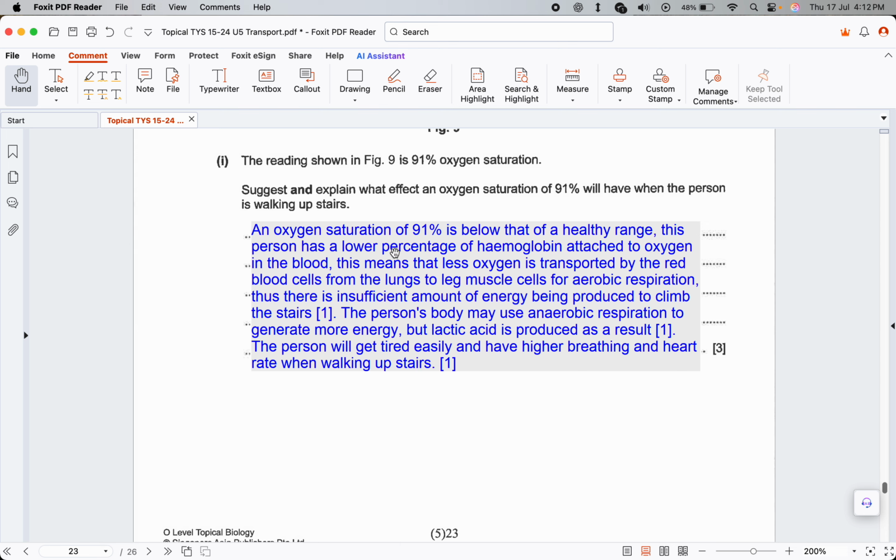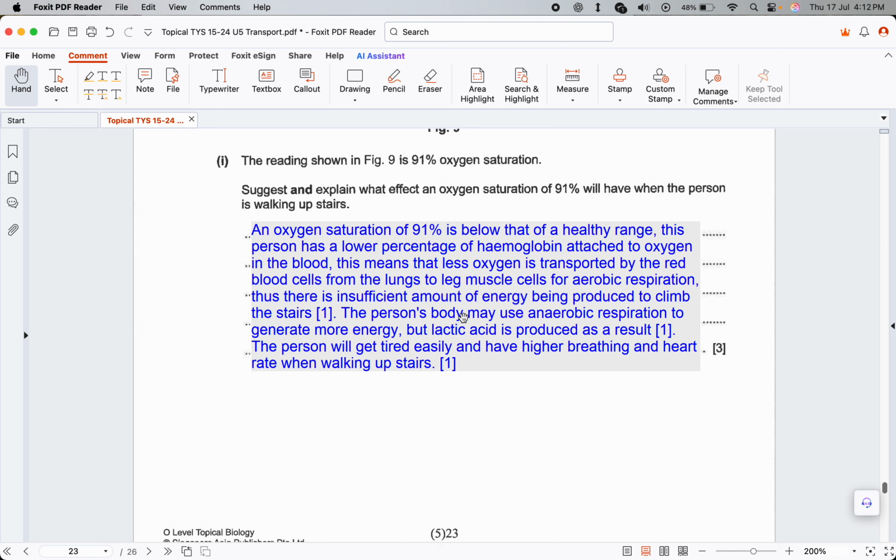So this person has a lower percentage of hemoglobin attached to oxygen in the blood. This means that less oxygen is transported by the red blood cells from the lungs to the leg muscles, okay, because it's climbing the stairs, right? So leg muscle for aerobic respiration. Thus, there's insufficient amount of energy being produced to climb the stairs.